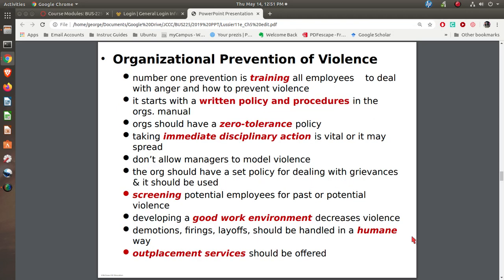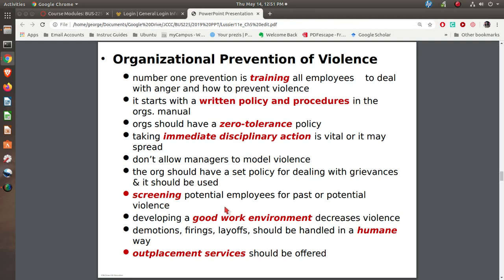Organizations need to do everything they can to prevent violence. And one of the key things is training people on how to deal with their anger, with their frustration, how to deal with people. Everybody needs to have the written policies and procedures in place as far as what happens if somebody does get violent in the workplace. There needs to be a zero tolerance policy. In other words, we will not allow this to happen. If it does happen, there needs to be immediate disciplinary action, all right?